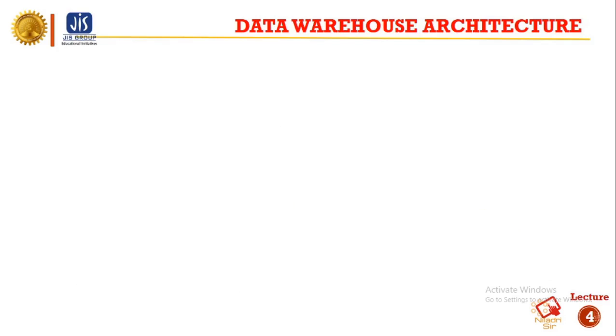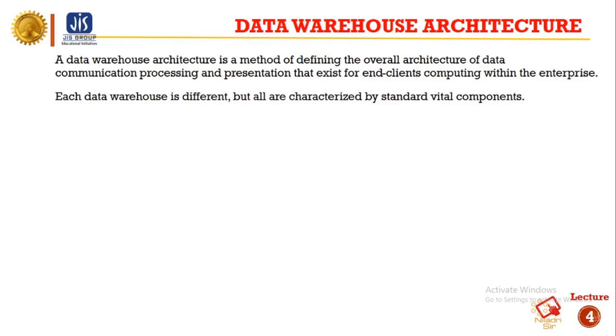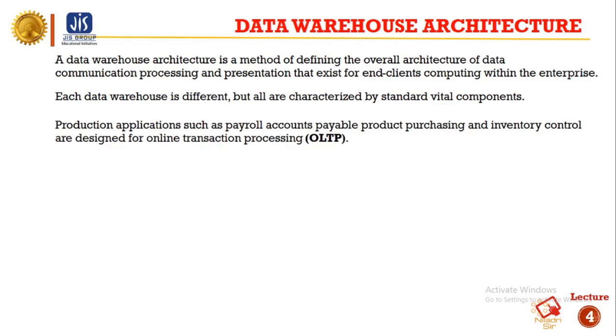So what is the architecture of a data warehouse? It is a complex information system that contains historical and cumulative data from multiple sources. A data warehouse architecture is a method of defining the overall architecture of data communication, processing, and presentation that exists for end-client computing within the enterprise. Each data warehouse is different, but all are characterized by standard vital components.